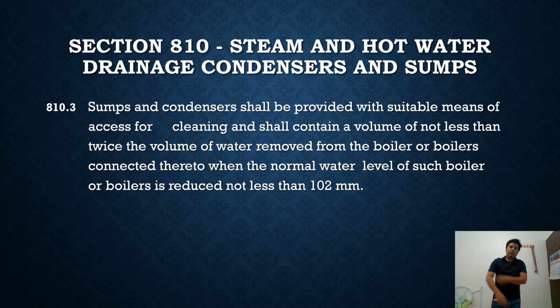Section 810.3, sumps and condensers shall be provided with suitable means of access for cleaning and shall contain a volume of not less than twice the volume of water removed from the boiler or boilers connected thereto when the normal water level of such boiler or boilers is reduced not less than 102 mm.